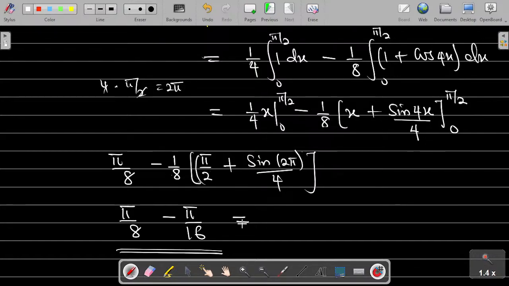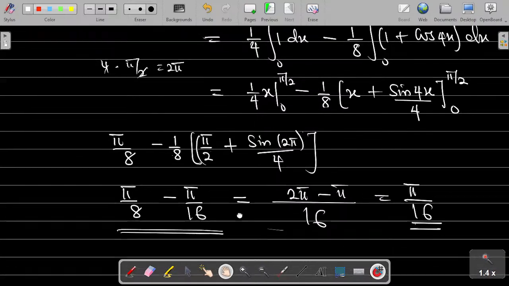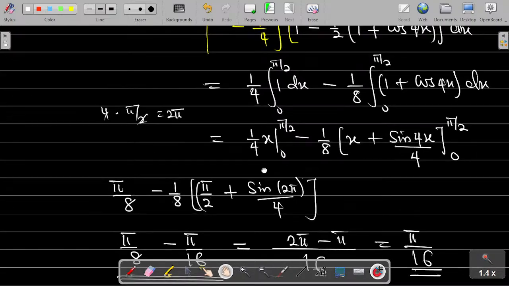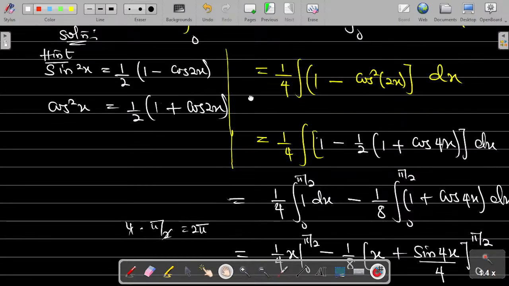So by the time you subtract this, you are going to have LCM is 16, so that's going to give us 16. 8 into this is 2 times pi is 2 pi minus pi. So our answer is pi all over 16. Oh, that's beautiful. So the solution is pi over 16. Okay, and that is for the integral or problem number 6.